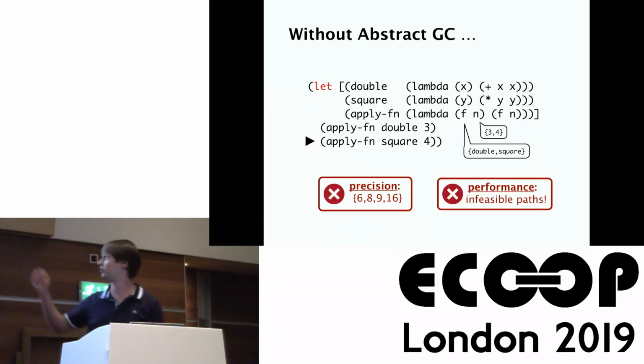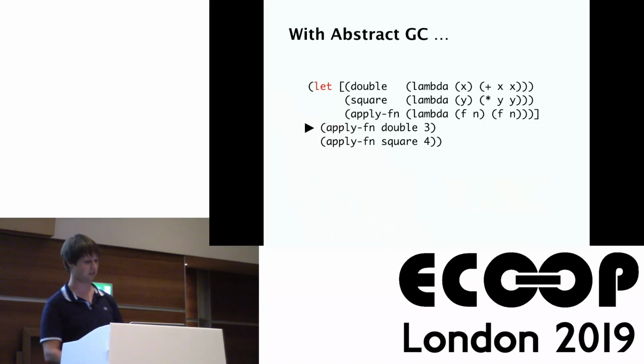That imprecision also hurts the performance of your analysis here, because, well, to analyze f of n, we had to analyze both a call to the square function as well as a call to the double function, whereas in a real execution of the program, you would never have this call to the double function. So that's what we call an infeasible path, and they hurt performance because the analysis is just wasting its time on the exploration of such infeasible paths.